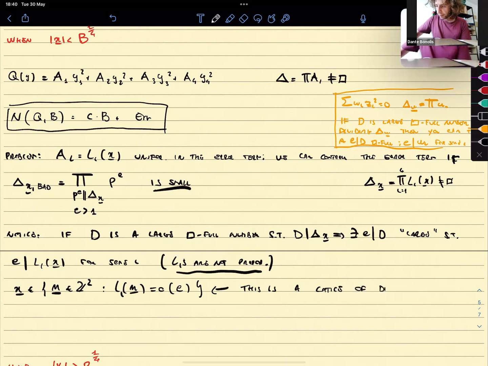Of discriminant E. So basically you can tell that X is a point in a lattice with a very large discriminant. And this is very similar to the strategy of Browning and team, but we need to struggle a bit more because we don't have as much.